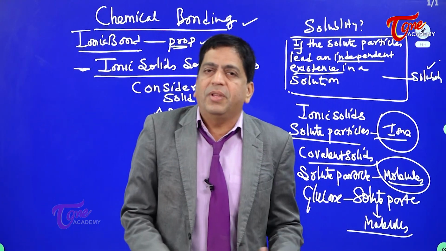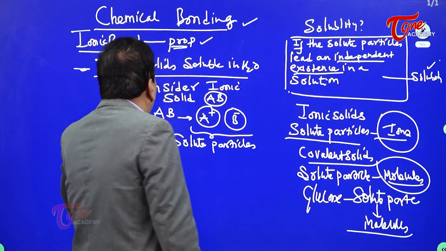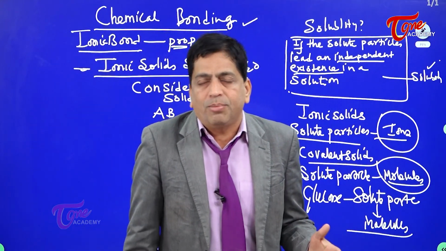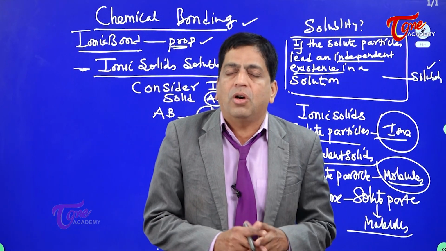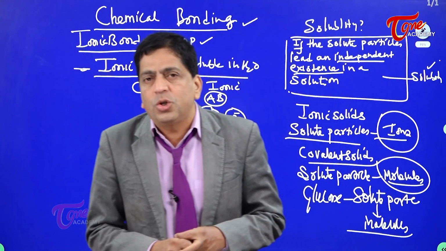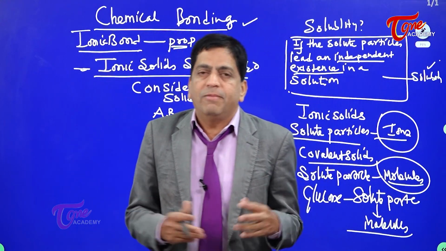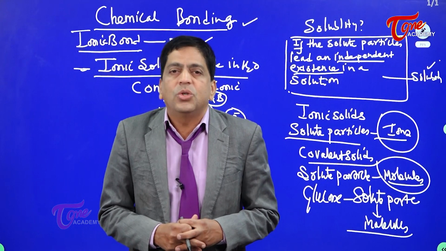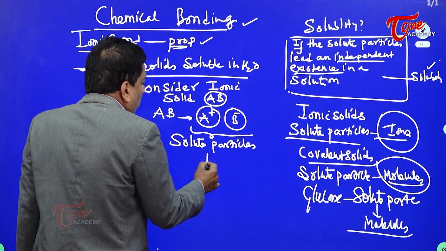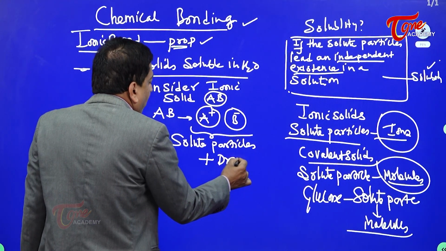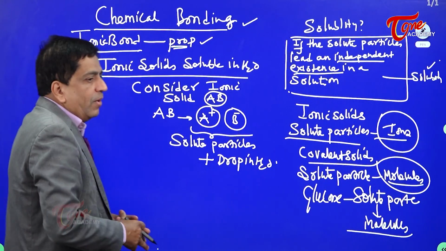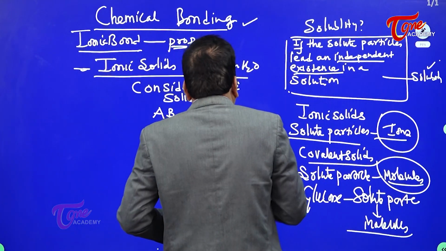Now we have to drop them in water, because you're basically claiming that ionic solids are soluble in water. So we drop these ions in water, and they must be leading an independent existence in solution. When they lead an independent existence, we celebrate the formation of a solution. So how do we explain this? Look into this. You drop these ions in water. When you drop these ions in water, then what will happen?